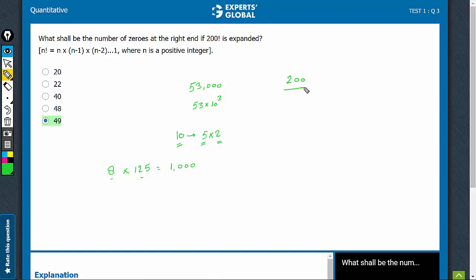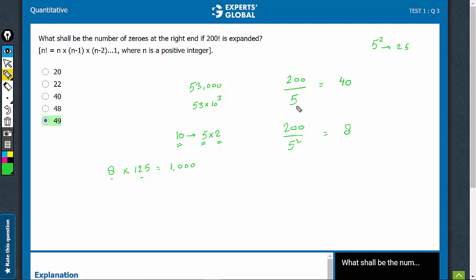200 upon 5, 40. There are 40 numbers which are a multiple of 5 between 1 and 200. However, this is not the right answer. This would always be an answer choice, but this won't be the right answer because out of these 40 numbers, there are many numbers which are a multiple of 5 square or 25. Imagine numbers such as 25, 50, 75, numbers which are a multiple of 5 square would have 2 5s in them. How many such numbers? 200 upon 5 square. To save time, you can simply divide this number by 5. You get 8. So there are 8 numbers which have 2 5s in them.